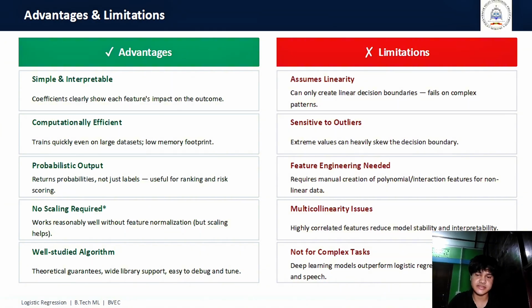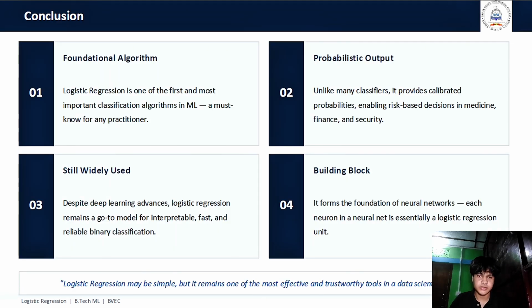Now, let's summarize the key points of logistic regression. In conclusion, logistic regression is one of the most important and widely used classification algorithms in machine learning. It produces probabilistic outputs, making predictions easy to interpret. Because of its simplicity, efficiency, and effectiveness, it is commonly used in fields such as healthcare, finance, marketing, and fraud detection. It also serves as a strong foundation for understanding more advanced machine learning algorithms. Despite some limitations, logistic regression remains a reliable and practical tool for many classification tasks.